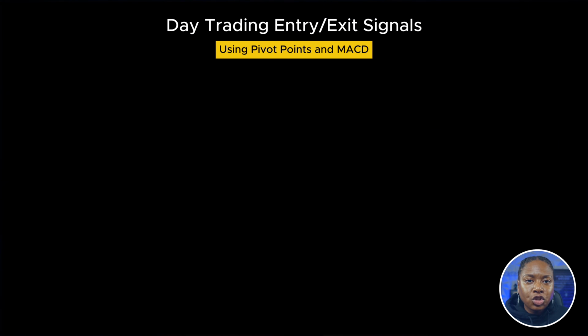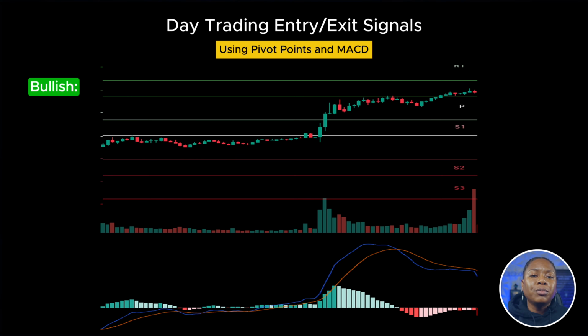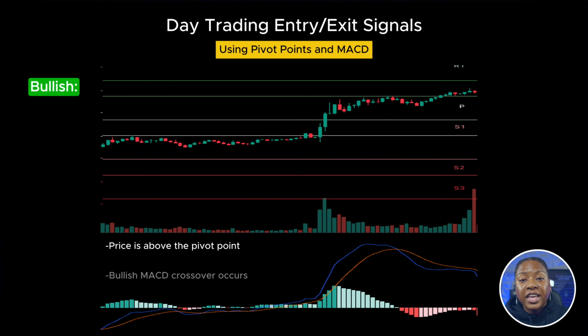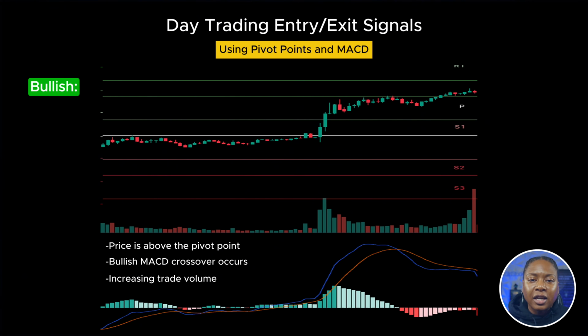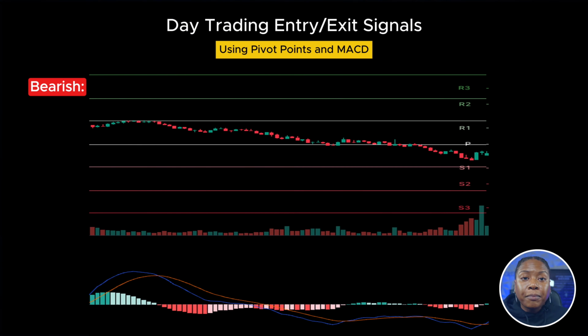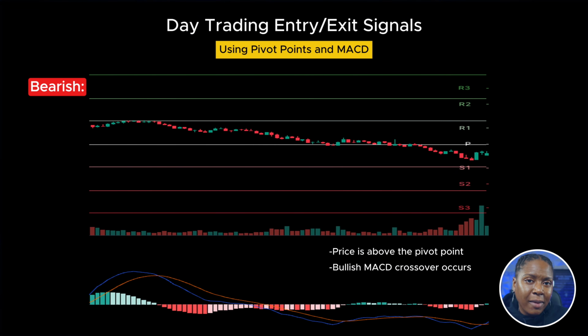Now, as far as the entry point for bullish positions, once the price is above that pivot point, there's a bullish MACD crossover and the volume is increasing, then enter the trade. On the opposite, for bearish conditions, you want to wait for the price to move below that pivot point, wait for a bearish MACD crossover with the MACD crossing below the signal, and also see that the volume is increasing, but this is going to be red bearish volume.